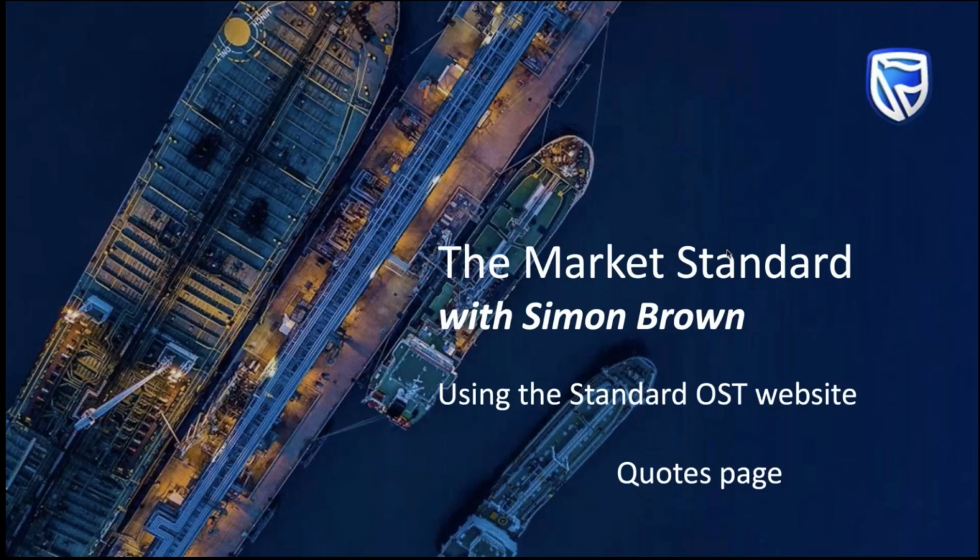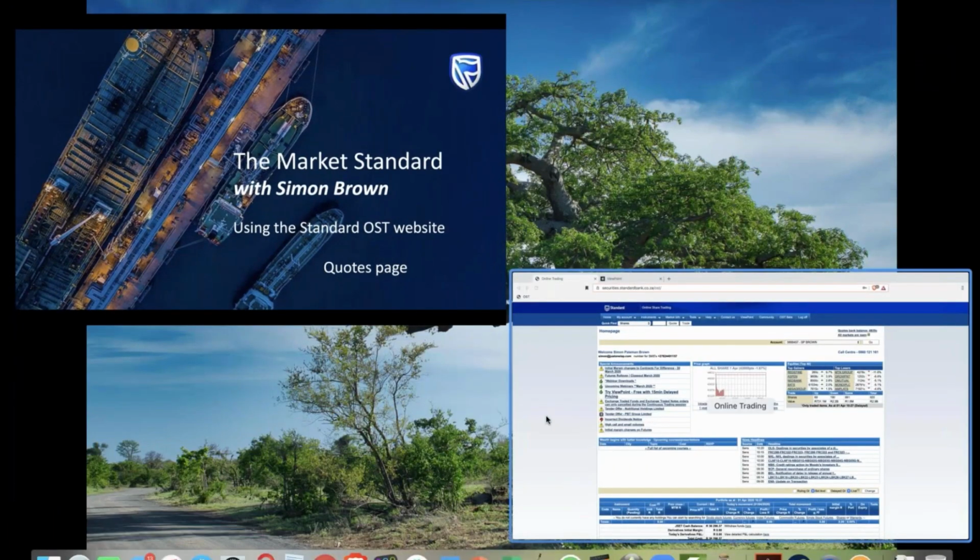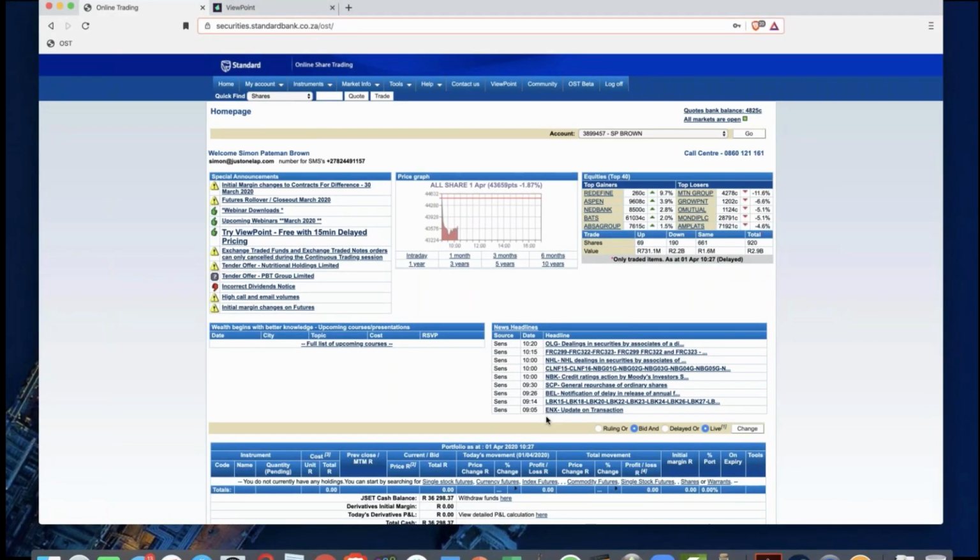This morning, we're going to be looking at the standard online share trading website. In particular, we're going to be focusing on the quotes page. If you've got questions, drop them into the Q&A box. If they're time specific, I'll pick them up as we go along. Otherwise, I will pick up the questions as and when we hit the end of the presentation.